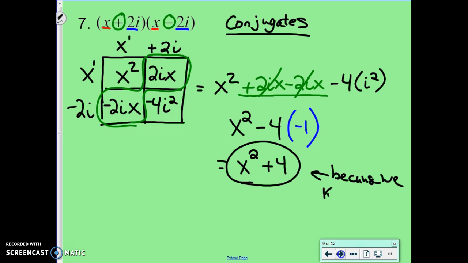we know this only returns imaginary zeros. So it stands to reason that if I were to take the conjugates of two imaginary binomials and multiply them together, I would end up with a quadratic, or a second degree polynomial, that doesn't give us real zeros, but rather returns imaginary zeros.